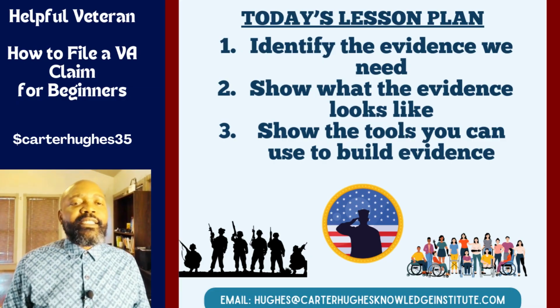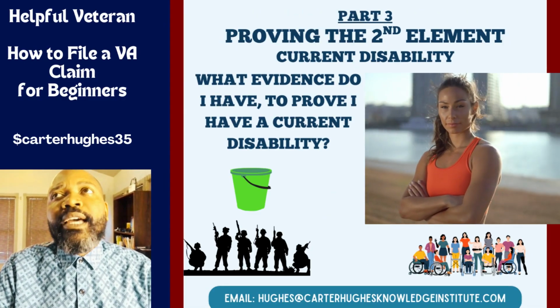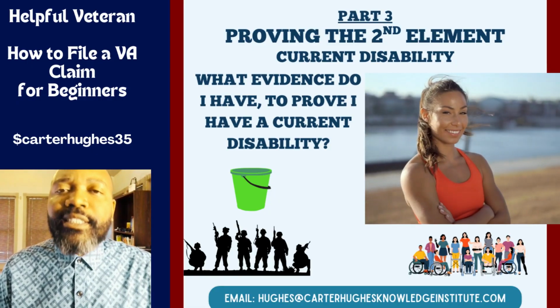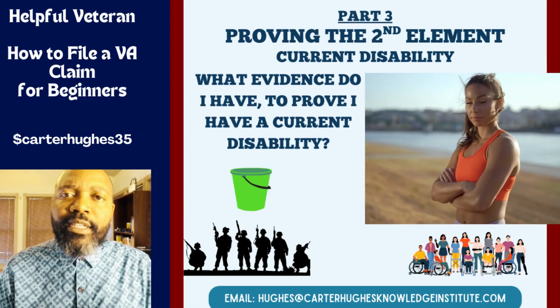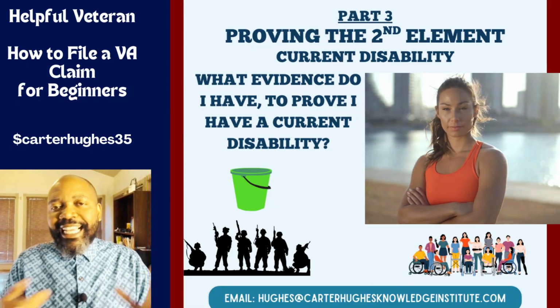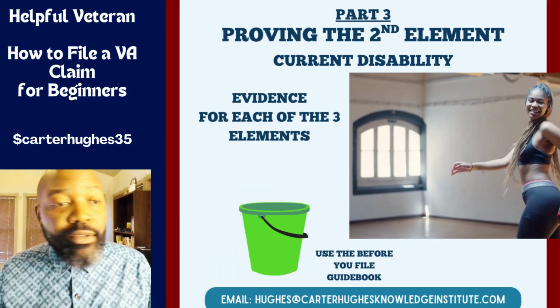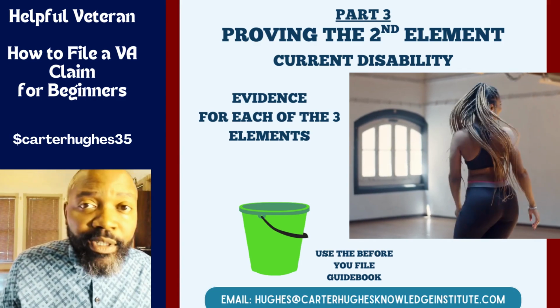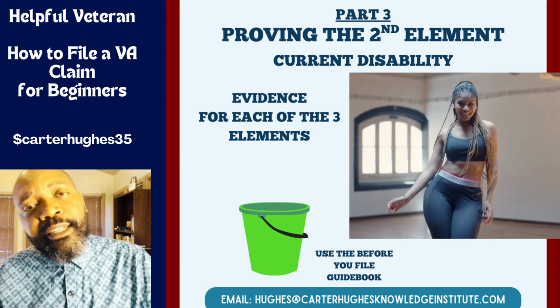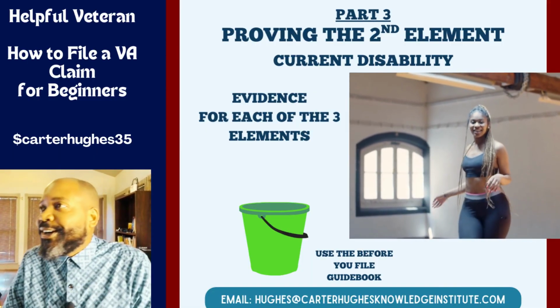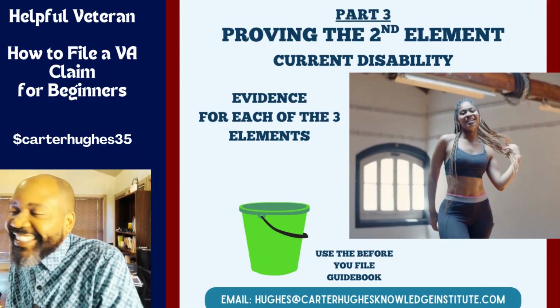So for migraines, what evidence do I have to prove that this is a current disability? Current disability is one of the 3 elements. Remember, it's just evidence for each of the 3 elements. That's all we're doing. Keeping it simple. Evidence for each of the 3 elements.